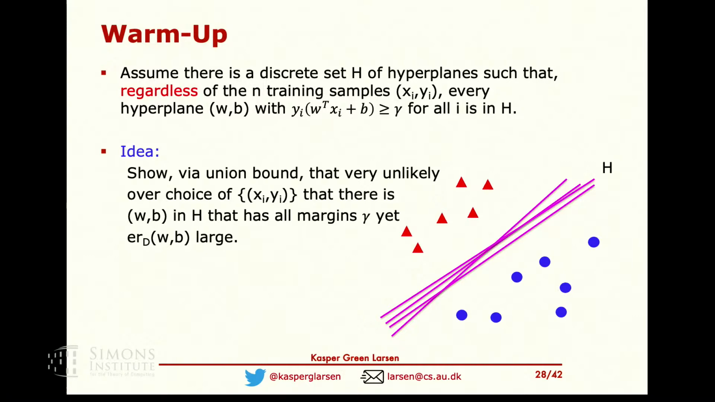Because if I can rule this out, then basically I get the first thing up there. If I can find something with large margins, it will have a small error. Right? Because everything with large margin has small error. And proving this is very simple, right?